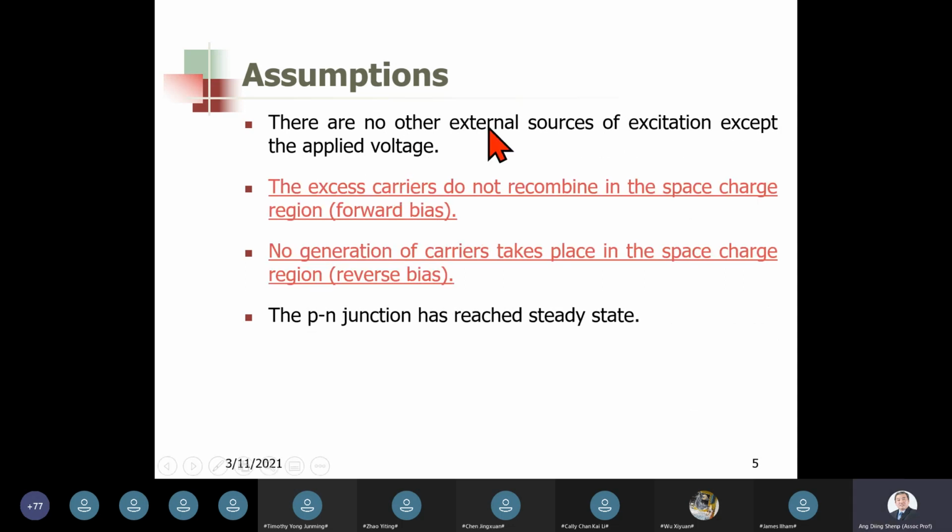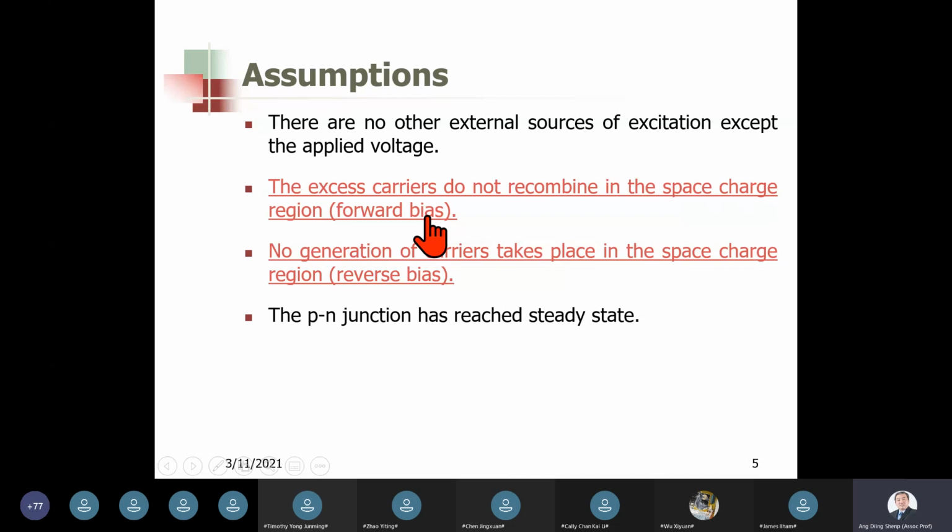Now, there are no other external sources of excitation except the applied voltage. In other words, we don't shine light, all right? We don't change the temperature. We only apply a voltage. Now, the next two assumptions are important, and please take note of them, and I'll highlight them later on as the discussion goes. The excess carriers do not recombine in the space charge region under forward bias condition.